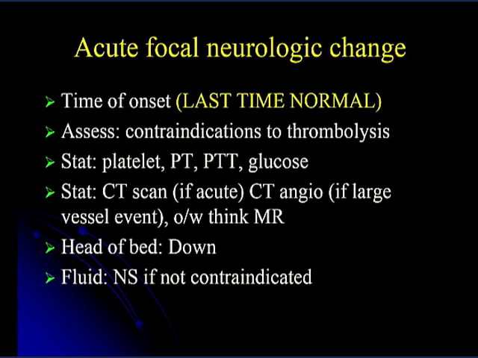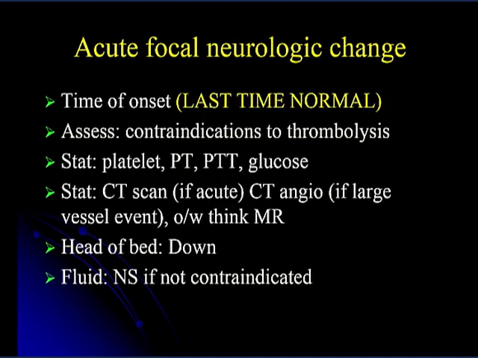So you assess the contraindications for thrombolysis. You get stat labs if there's any reason to think the platelets might be low, the PT, PTT are out, and then make sure that the glucose is not very, very low, so less than 50, or very, very high, greater than 400, because those can mimic stroke sometimes when they're at the extremes of glucose. And then get a stat head CT if it's acute, a CT angio if it's a large vessel event. We'll talk about that in a minute. And then otherwise think about an MR, as I mentioned before, because you're looking at etiology.